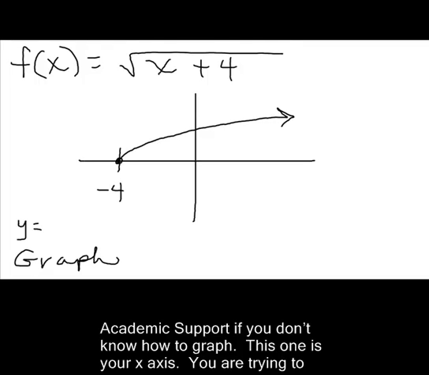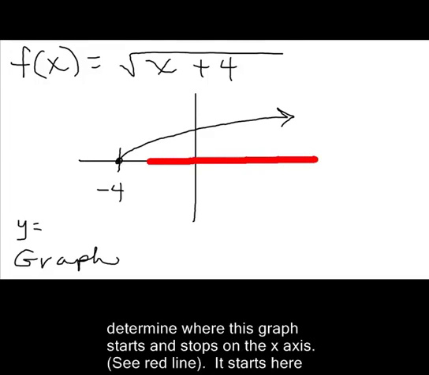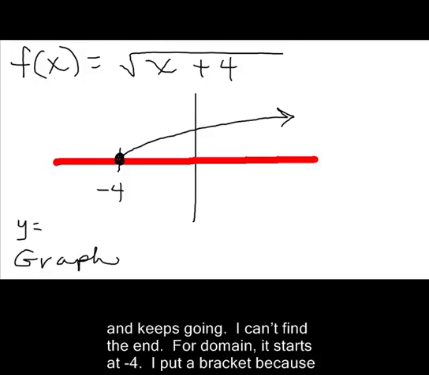So, if we're trying to find domain, we're trying to find a list of all the x's. This one is your x-axis. So you're trying to determine where this graph starts on the x-axis and where it stops. When I look at this one, it starts right here, and it just keeps going out through there. I can't find the end of it. If I try to drag down and find the end, it just keeps going and there's no end to it.